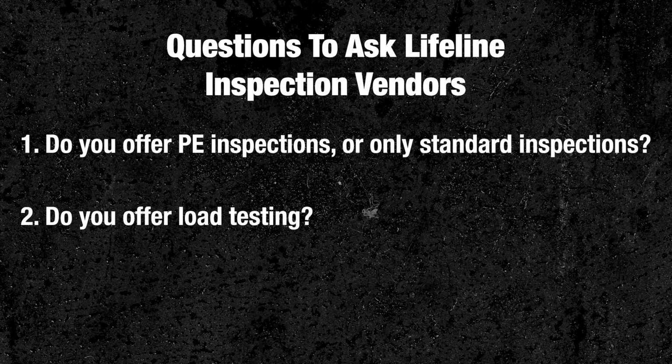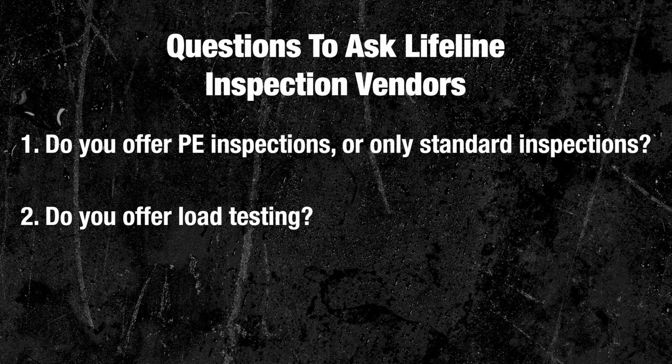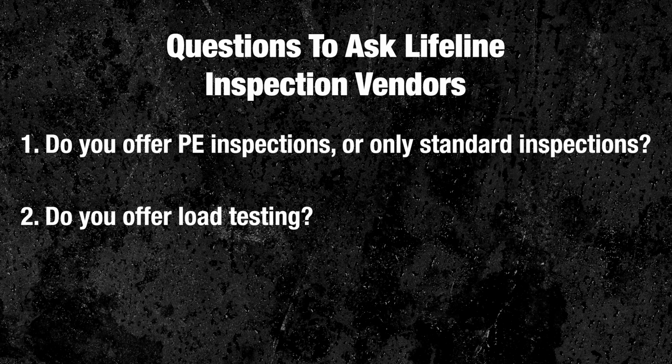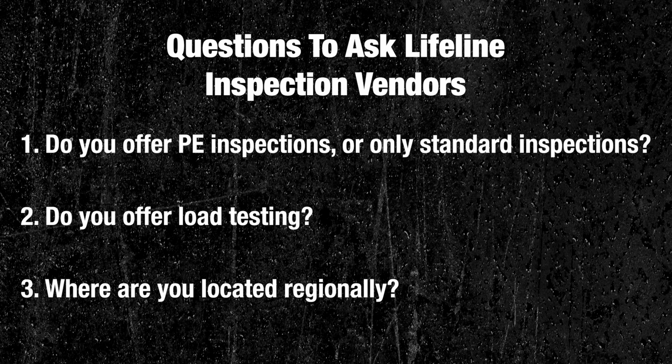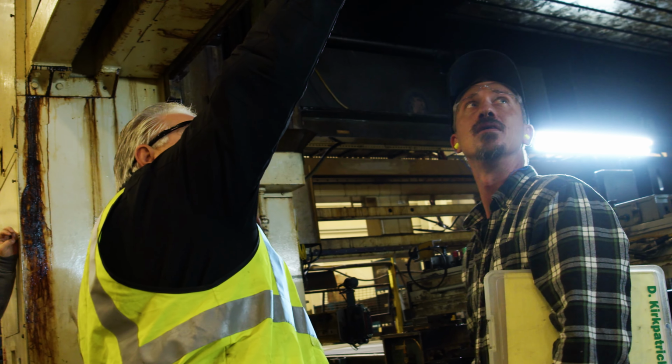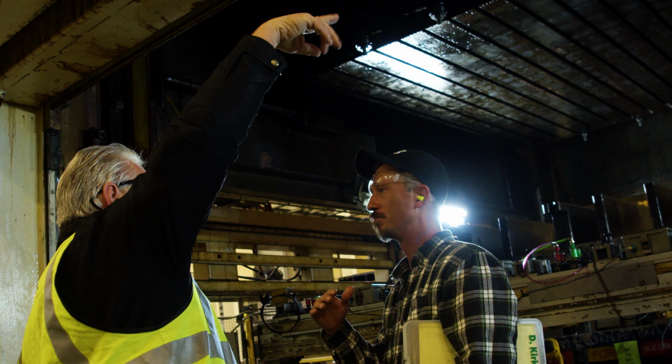Yeah. Number one would be to ask them, do you offer PE inspections? Or are you only doing standard inspections? A secondary to that would be to ask them if they offer load testing. A lot of companies don't offer load testing on fall protection systems because it's typically pretty intricate. A third would be to ask them where they're regionally placed, because that's also going to give you an open window into what their capabilities are nationally, which really starts to tell you where they can go and can't go.